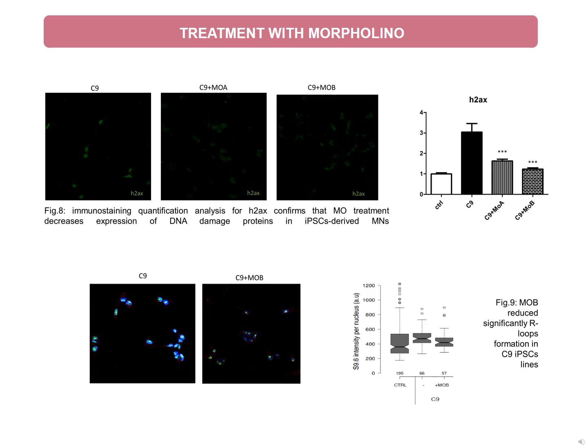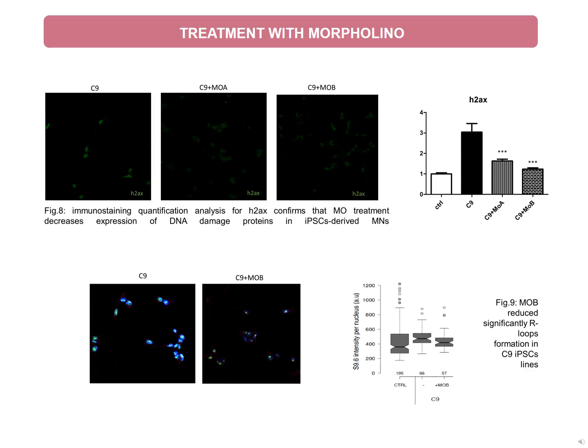Then again, we stained for H2AX, and as you can see from the quantification of the fluorescence, H2AX is significantly decreased in treated motor neurons, and so is, as you can see below, the presence of R loops in C9 derived lines.